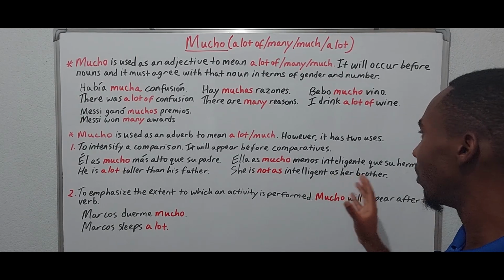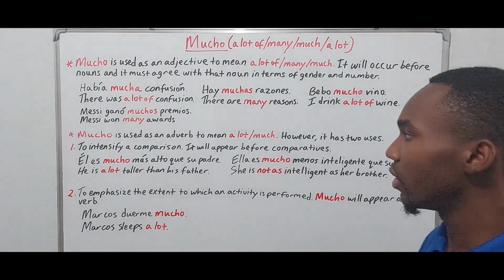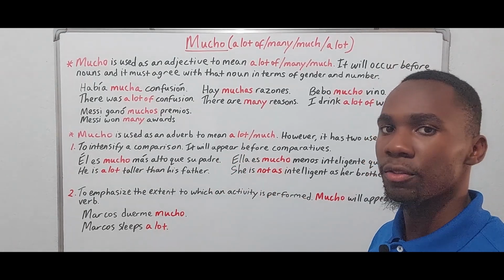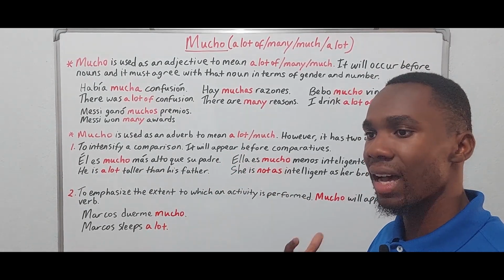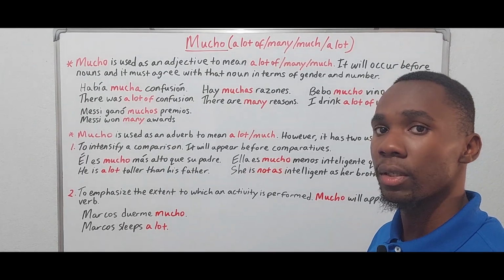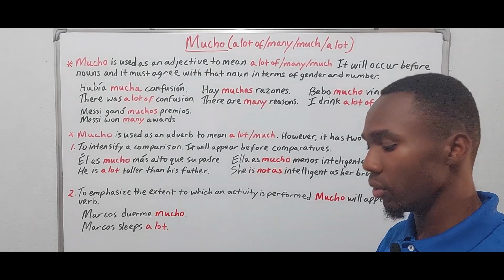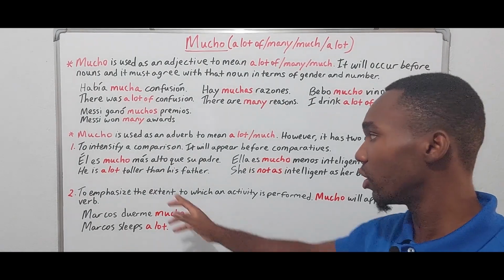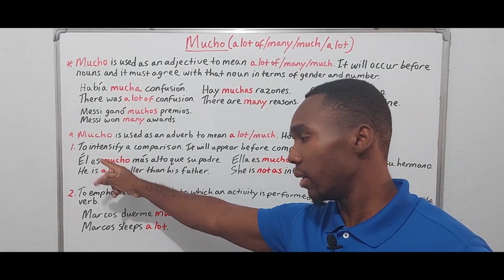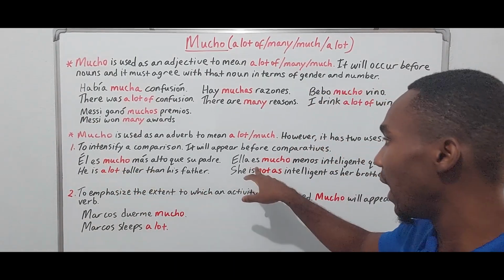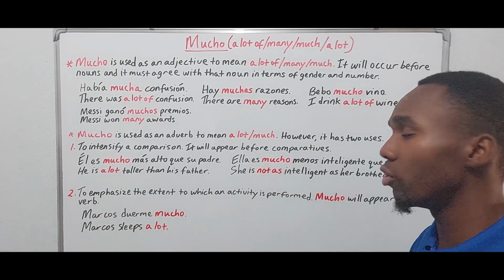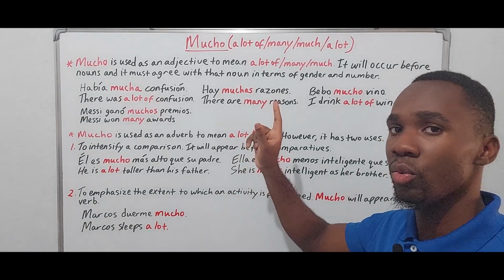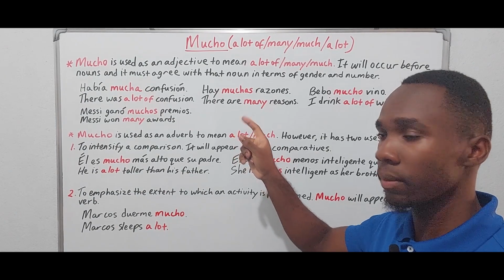She is not as intelligent as her brother. Now pay attention here. You would notice that mucho does not change form. So whenever mucho is used as an adverb, it does not change form, right? It does not have to agree with gender or number when it's used this way. You would notice él is obviously masculine and ella is feminine, but mucho remains the same. It does not change. Mucho only changes when it is used as an adjective, okay?